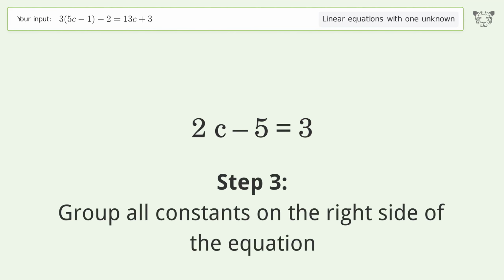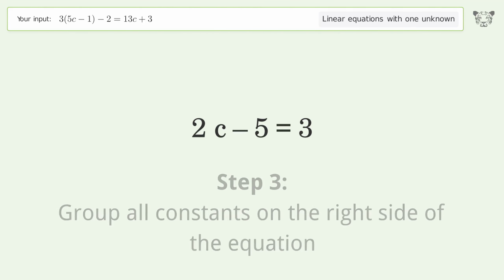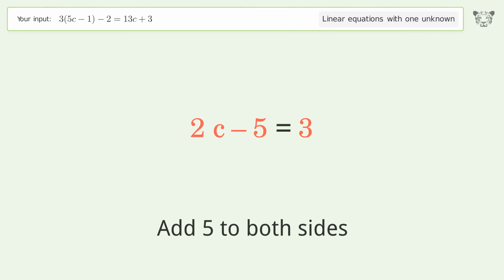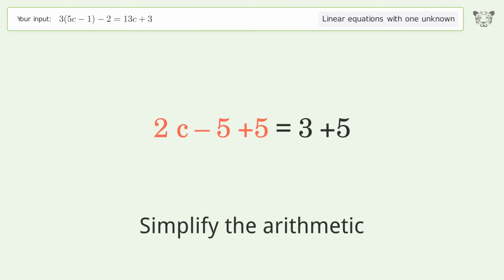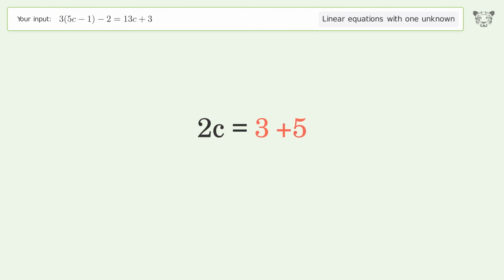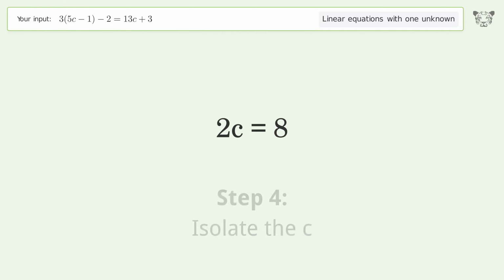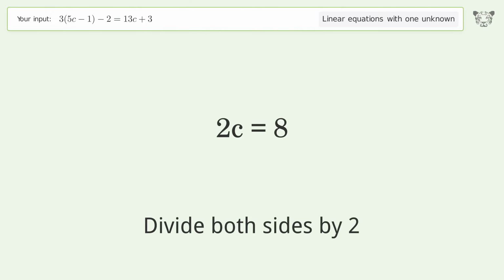Group all constants on the right side of the equation. Add 5 to both sides. Simplify the arithmetic. Isolate the c. Divide both sides by 2.